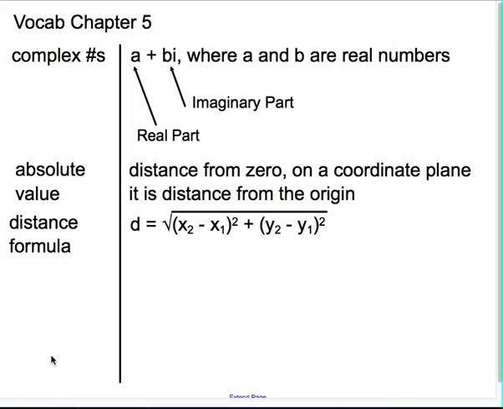We're going to be looking at absolute value of complex numbers, which, as a reminder, is distance from 0. But when you're on a coordinate plane, it's distance from the origin. So as a reminder, the distance formula is listed for you as well if you want to jot that down.